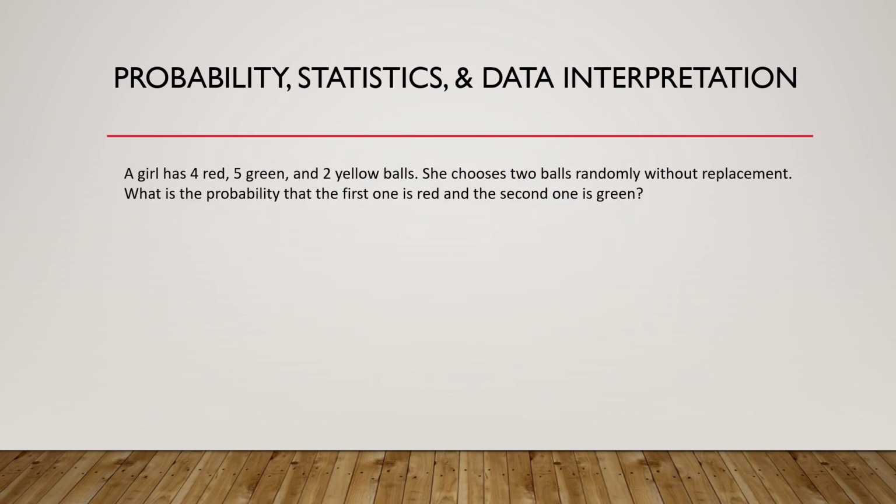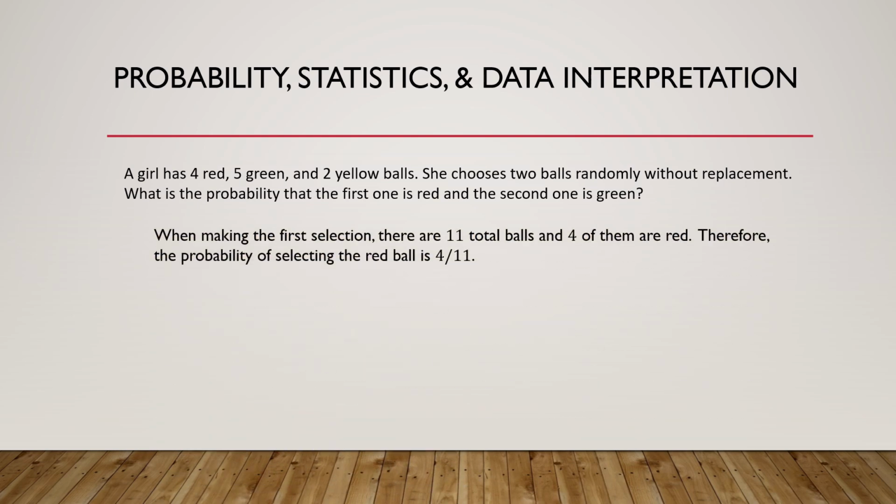A girl has 4 red, 5 green, and 2 yellow balls. She chooses 2 balls randomly without replacement. What is the probability that the first one is red and the second one is green? When making the first selection, there are 11 total balls and 4 of them are red. Therefore, the probability of selecting the red ball is 4 out of 11.